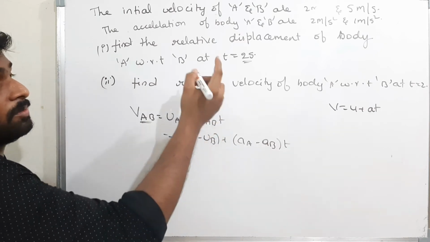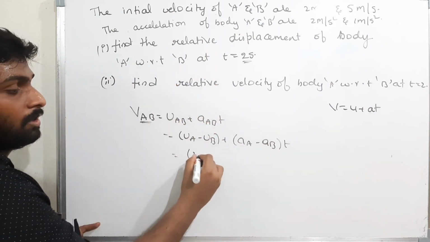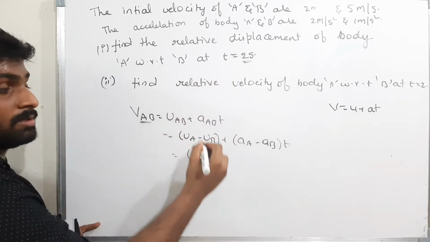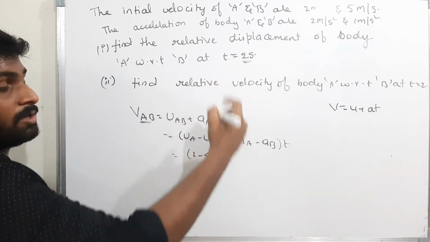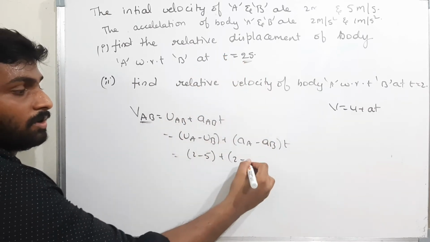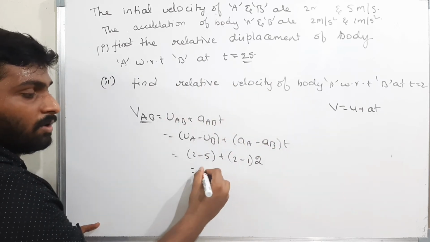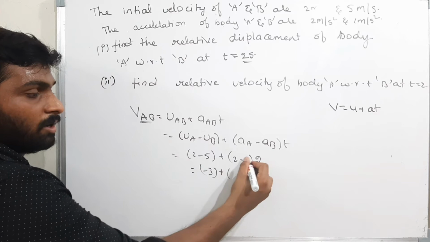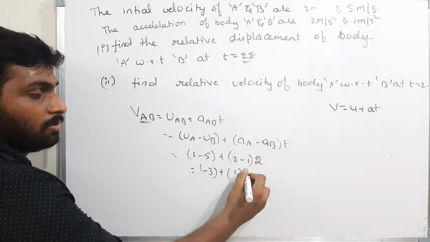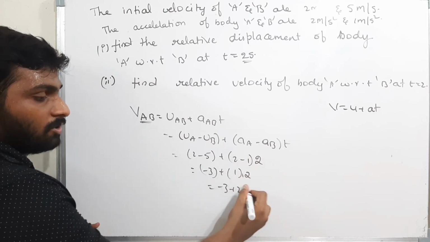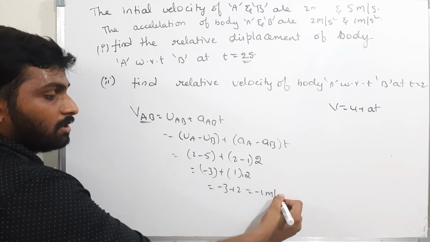Therefore U_A is 2, and the initial velocity of B is 5, plus the acceleration of A is 2 and the acceleration of B is 1, into time, how much? They told us to find at 2 seconds. Therefore 2 minus 5 is minus 3, plus 2 minus 1 is 1, into 2. Therefore minus 3 plus 2, that is minus 1 meter per second.